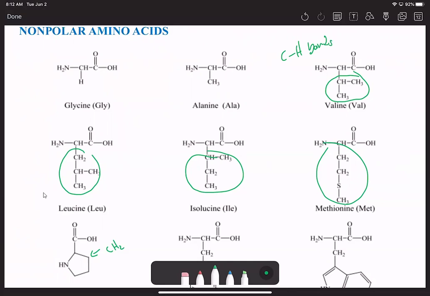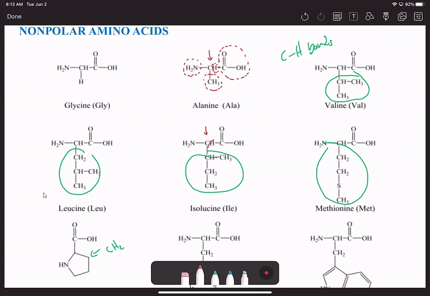I'll circle the four groups. If we take a look at the alpha carbon in each one of these cases, I'll circle the four different things. We're going to have a carbonyl attached to it, the R group attached to it, this amine group attached to it, and then there's this hydrogen that's also attached to it, right?